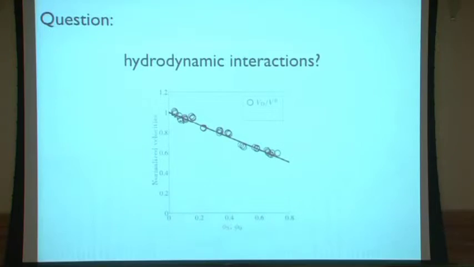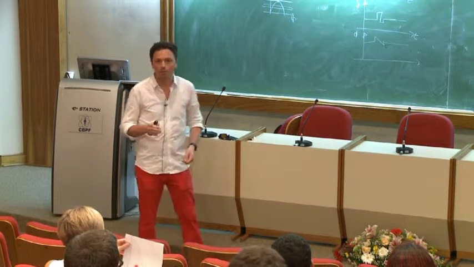Good. So, to go back to your question, the question precisely now is, why do you have this decrease? Why does the velocity of a particle decrease as you increase the local fraction? Okay, we have to answer this question. And for this, we have to do some theory.